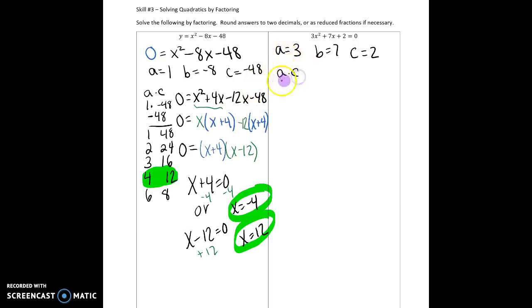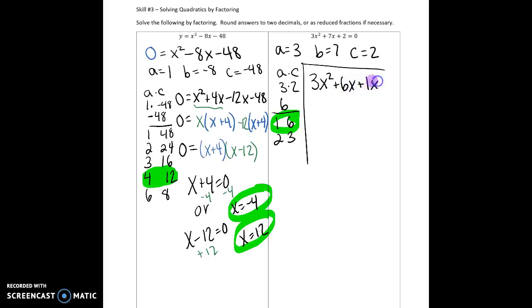So a times c is 3 times 2, which is 6. The factors of 6 are just 1 and 6 or 2 and 3. Again, you're looking for that to combine to your b value, which in this case is 7. So that means I'm going to use the 1 and the 6. I'm just going to split that off. We have 3x squared, and the order that you write these in doesn't matter. I'm going to write plus 6x plus 1x plus 2 equals 0. So I split those up.